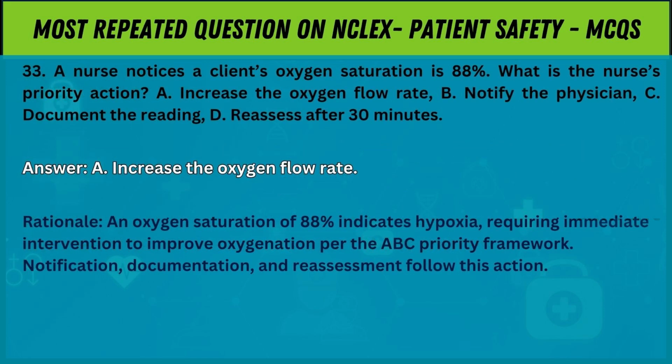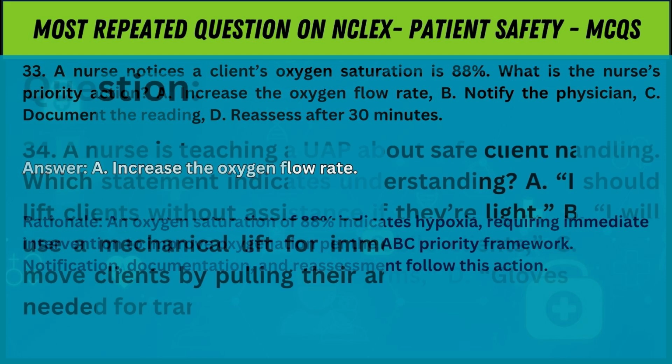Answer, A. Increase the oxygen flow rate. Rationale. An oxygen saturation of 88% indicates hypoxia, requiring immediate intervention to improve oxygenation per the ABC priority framework. Notification, documentation, and reassessment follow this action.